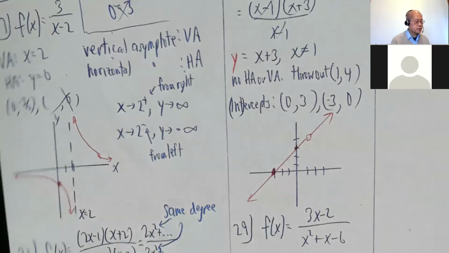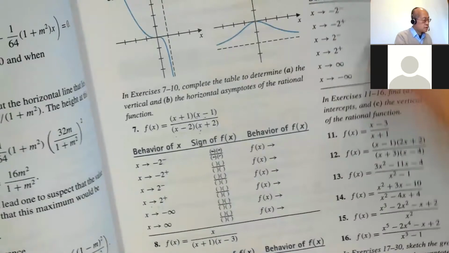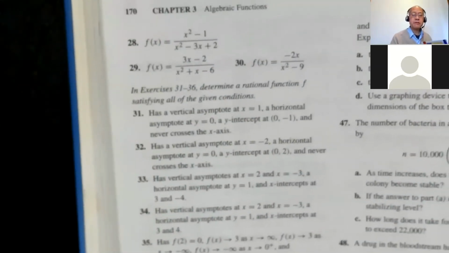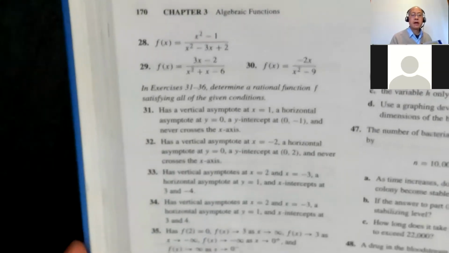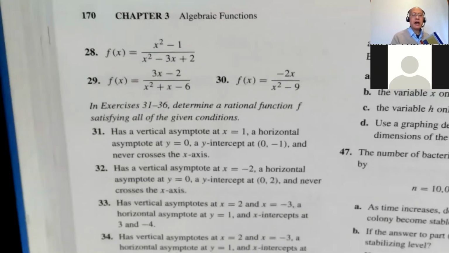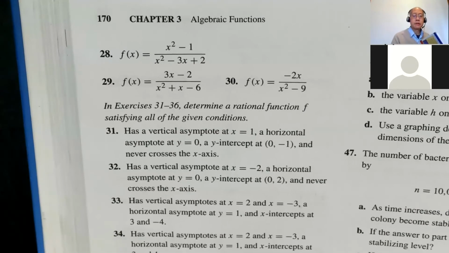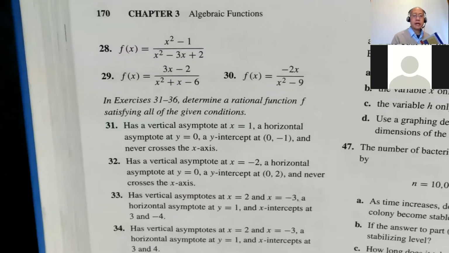Okay, next one I was going to show you is 29. And in 29, we do not have equal degrees. 3x minus 2 over x squared plus x minus 6. Okay, the top is first degree, the bottom is second degree. So the denominator has a higher degree.